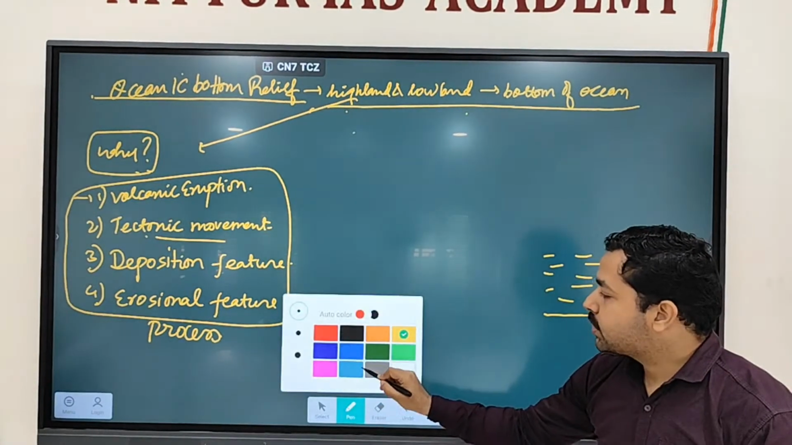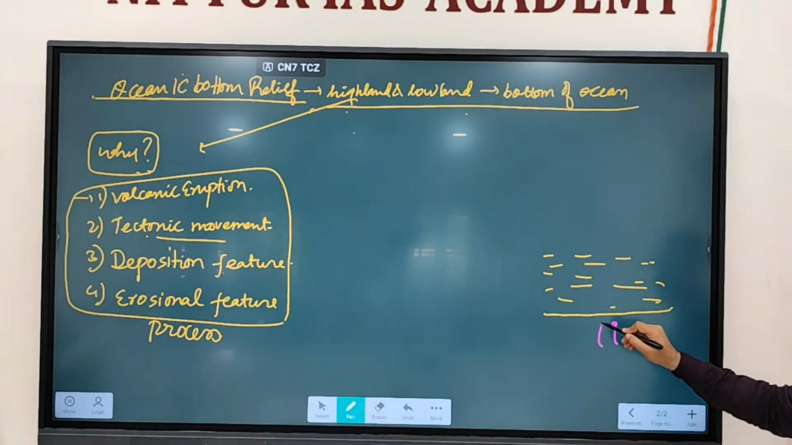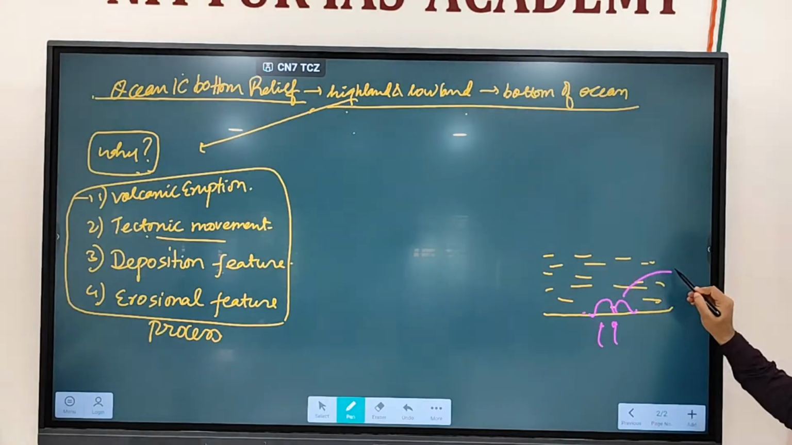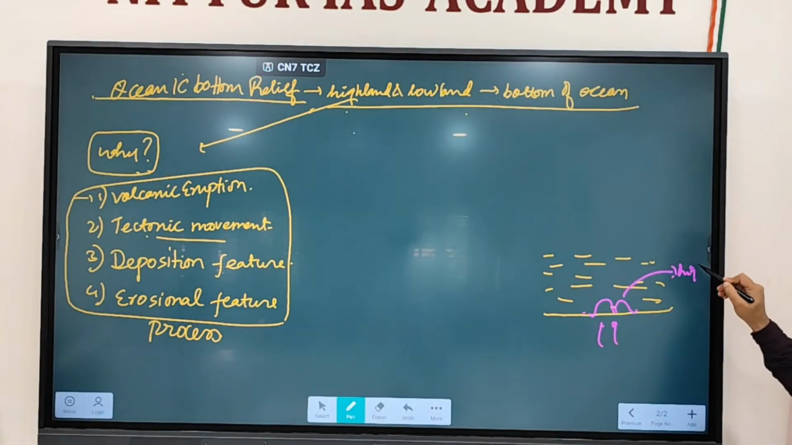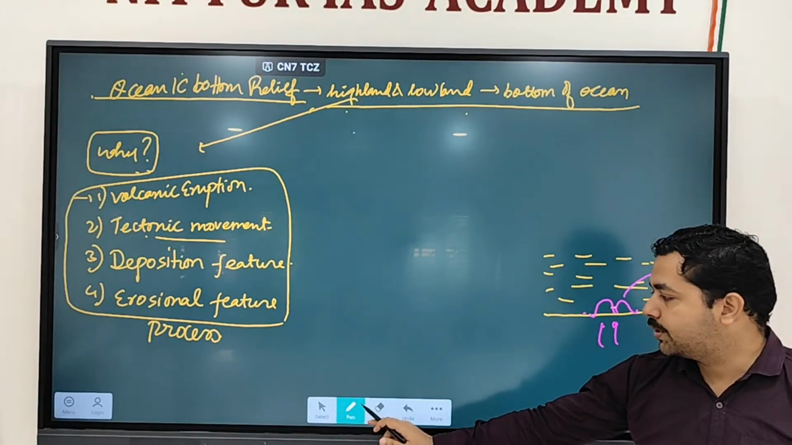So let's say this is the bottom of the oceans. Let's say magma comes out like this, and if magma is spread like this, you're going to find what? You're going to find highland features inside the oceans. Fine? You're going to find this type of features inside the oceans.